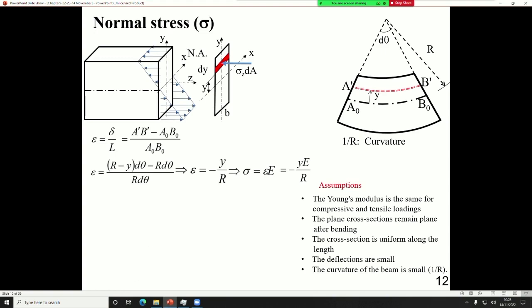Now look at this element at the moment. It's subject to a normal stress of sigma z. I have added this subscript z because it's normal and it's in the direction of the z axis. Now look at this strip. It's subject to a normal stress of sigma z, and say this area is dA. So if I multiply these two, this gives me the force applied to this element.